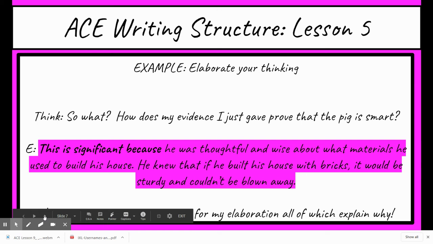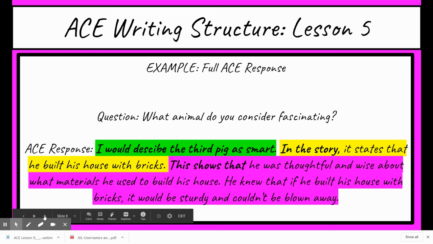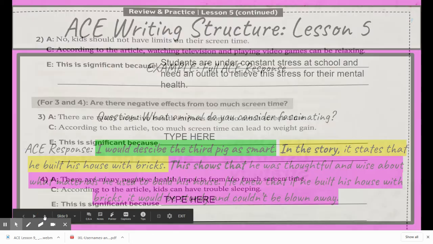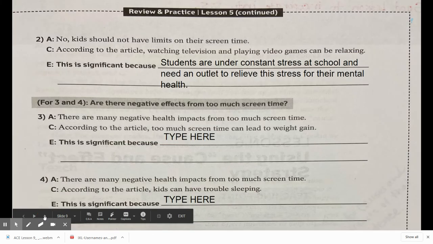Now, there are definitely other ways to elaborate. This is just the first elaboration strategy that we'll be learning. So I do want you guys to practice explaining why. Here's the full ACE response to the question about the third little pig. Now it's time for you guys to practice. You have the A and the C's written for you here. I'd like for you to please write the E for number 3 and number 4. If you take a look up at number 2, I've done it for you.